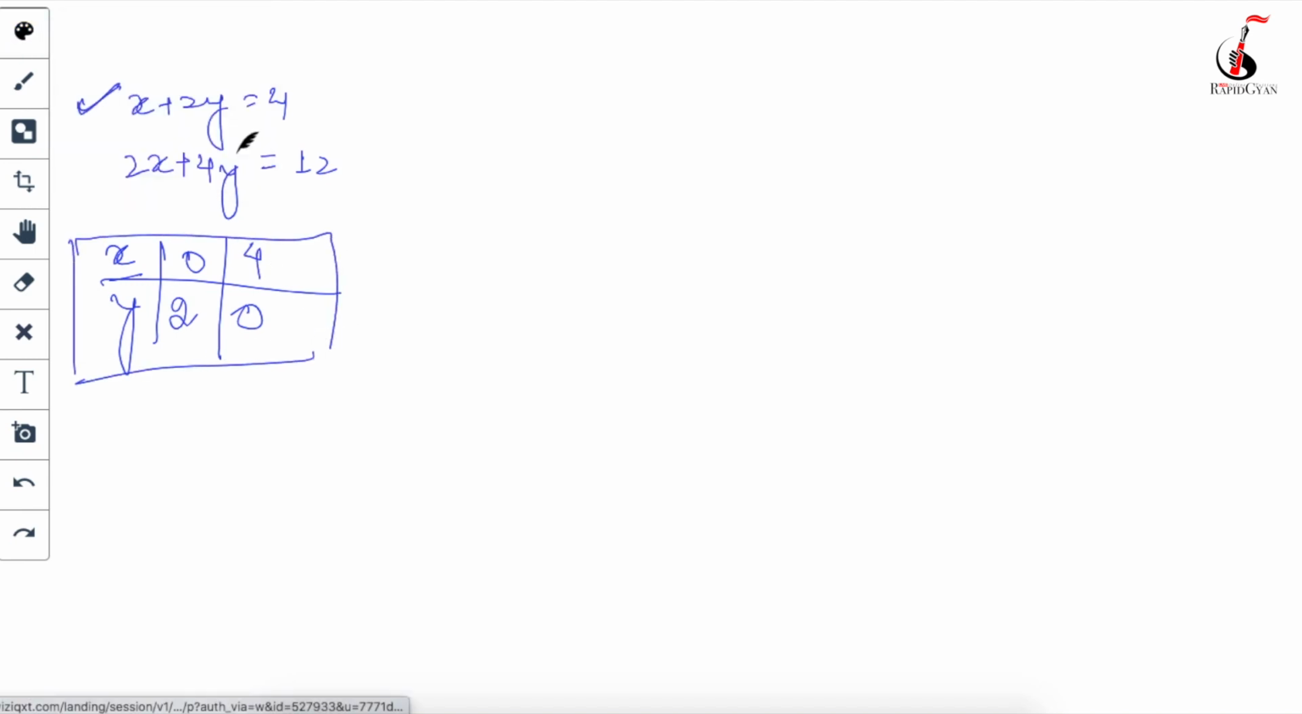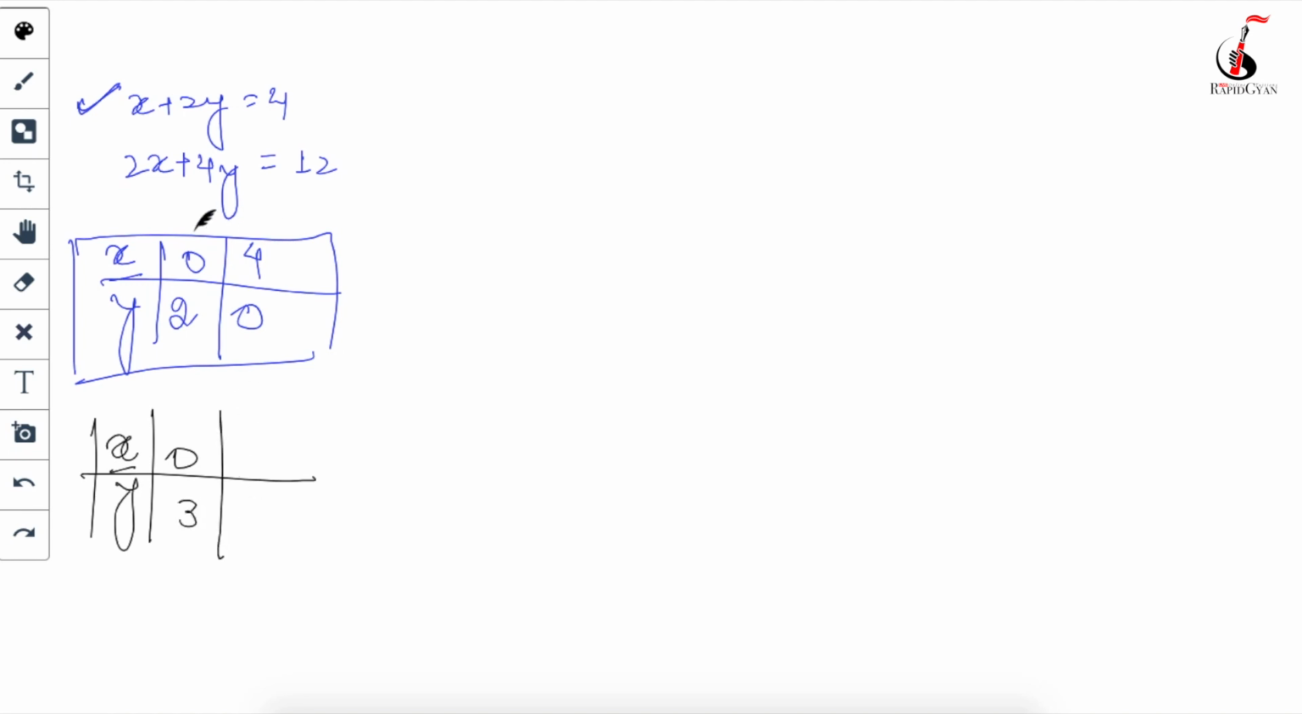Now for the second one, I will say 2x plus 4y equal to 12. Again I will take the first point as x equal to 0. Y will be, beta, 4y equal to 12. So 4 threes are 12, so y will be 3. And in the second case I will take y equal to 0. So x will be 6, correct? So these are the two coordinates I got for both the equations. Now I am going to draw the number line.